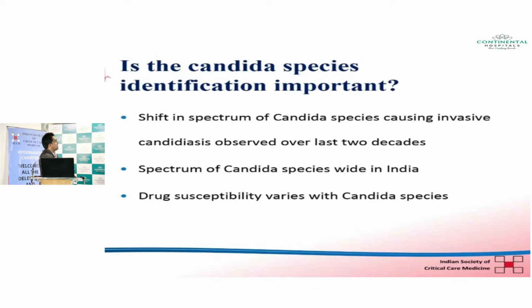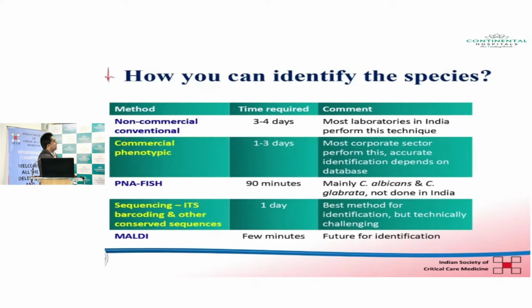The identification of Candida species is important because drug susceptibility varies with Candida species. Please keep that in mind. So, how can you identify the species? Non-commercial preparations take 3 to 4 days. Most laboratories in India perform this. Commercial phenotypic methods are what we use in our corporate hospitals. PNA-FISH takes 90 minutes, but it is only specific to Candida albicans. ITS sequencing is the best method. It takes 1 day, but it is technically challenging and available in very few places. MALDI is more of a futuristic test.